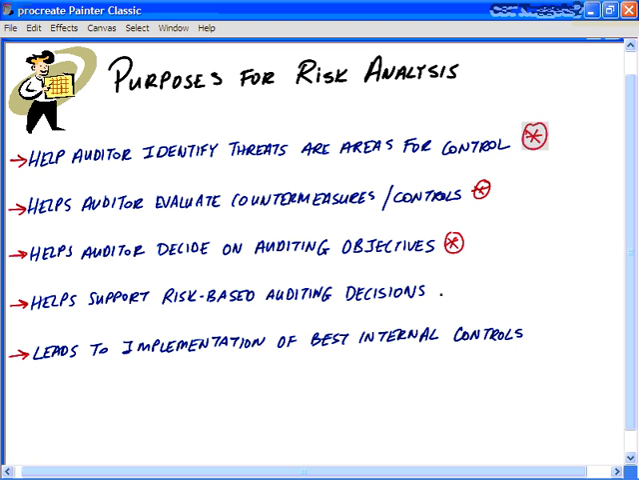It supports risk-based auditing decisions. By using a risk-based approach, it removes a lot of the subjectivity and politics involved in knowing which areas to audit, the mission-critical areas to audit, and the subsequent decisions that are made based on the results. It leads to implementation of the best internal controls. That's what we're going to talk about next in this Nugget movie, internal controls.